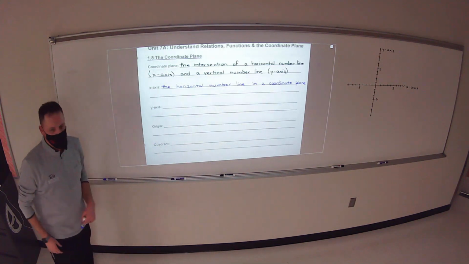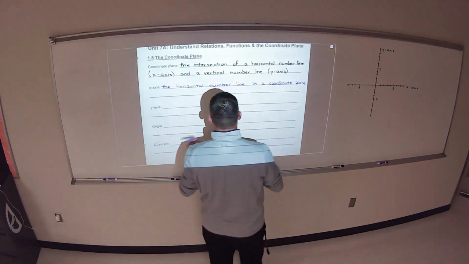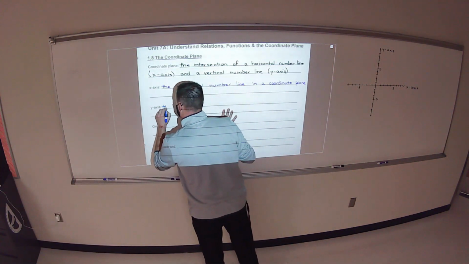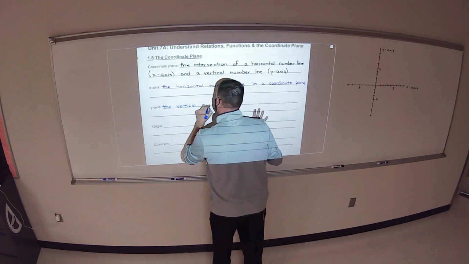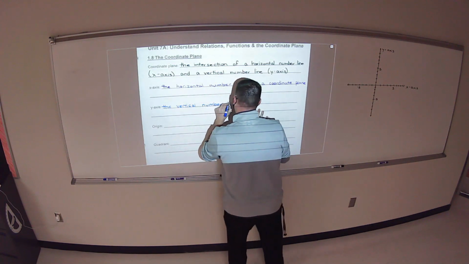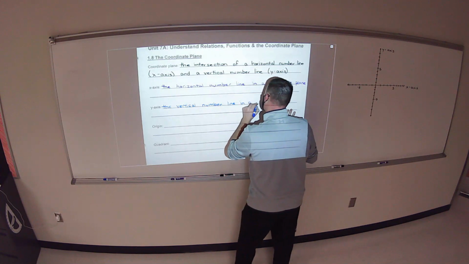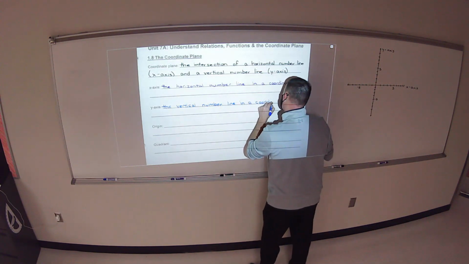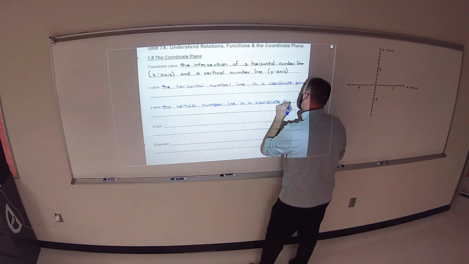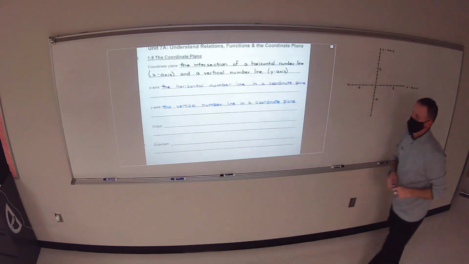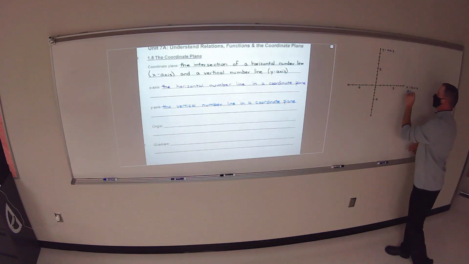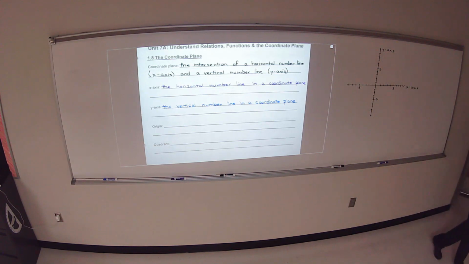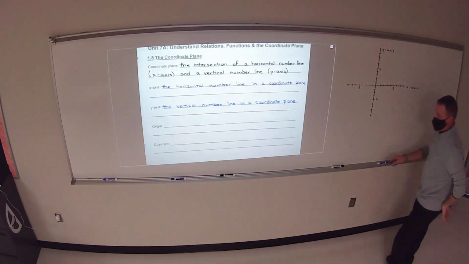Then, of course, we know that if the x-axis is the horizontal number line, the y-axis is the vertical. So our y-axis is the vertical number line in a coordinate plane. And again, I have them labeled here. These aren't going to be labeled on your assessments. You need to know that the x-axis is my left and right one, and my y-axis is my up and down. That's my vertical one.